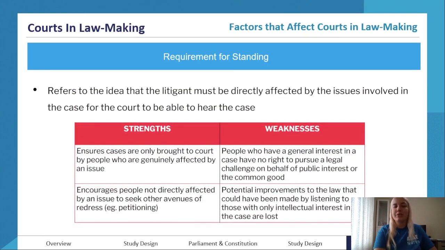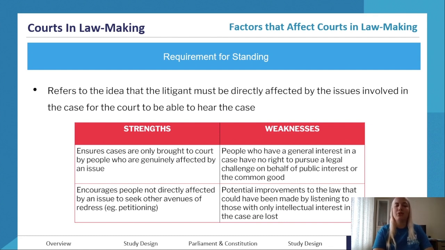And then, of course, the requirement for standing, and we said that this is the requirement that the litigant has to be directly affected by the issues involved in the case in order for the court to be able to hear the case. So I can't go to court because someone did something to my friend or a law breached the rights of my friend. It has to be directly relating to me and affecting me. So strengths include that only cases can be brought to court by people who are generally affected by an issue, that their rights have definitely been breached in some kind of way.